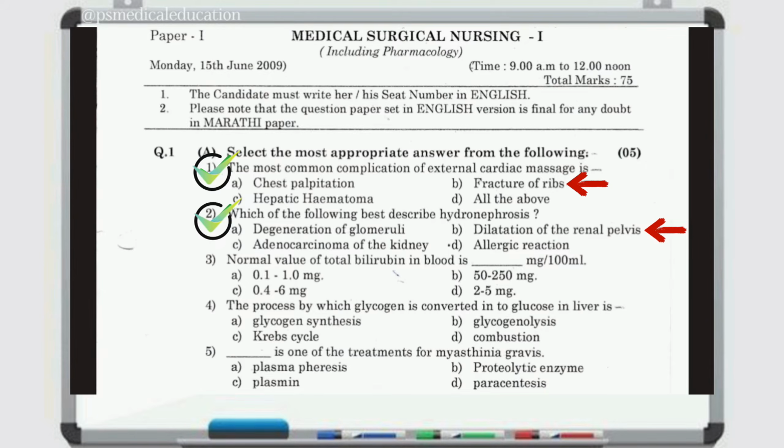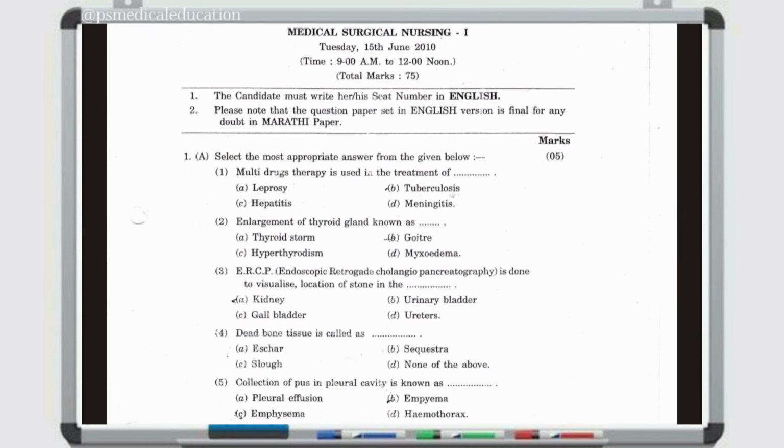Next, normal value of total bilirubin in blood 50 to 250 mg per 100 ml. Answer is B. Next, the process by which glycogen is converted into glucose in liver is glycogenolysis. Answer is B. Next, dash dash is one of the treatments for myasthenia gravis. Answer is proteolytic enzyme. Next, multi-drug therapy is used in the treatment of leprosy.